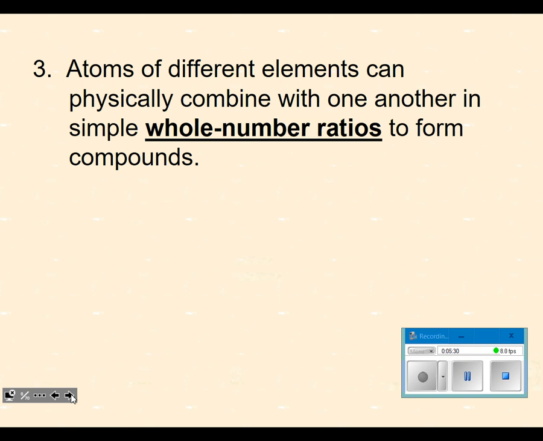Point 3 in Dalton's atomic theory said that atoms of different elements can physically combine with one another in simple whole number ratios to form compounds. Okay, you'll never see H2.50, because that's not a whole number ratio. They'll always be put together in whole numbers. That's why your subscripts, when you see compounds, are always a whole number, because you can't do a fraction of an atom.